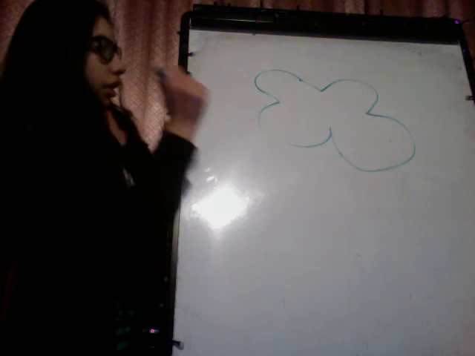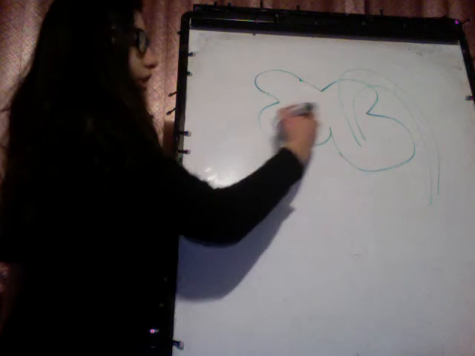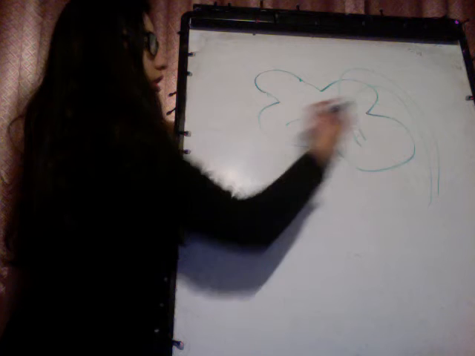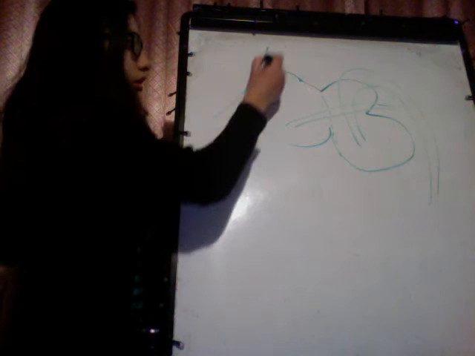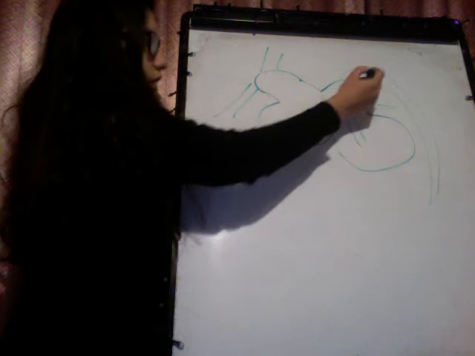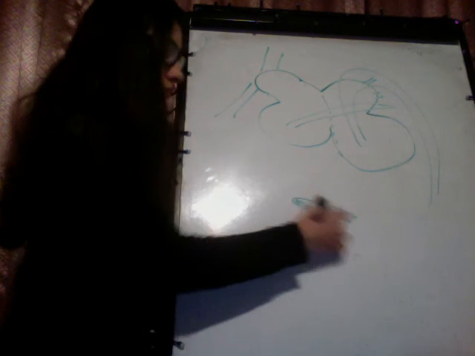Alright, first we have from the left ventricle the aorta. From the right ventricle is the pulmonary artery, the vena cava, superior, inferior, and the pulmonary veins. Alright. And here we have the placenta.